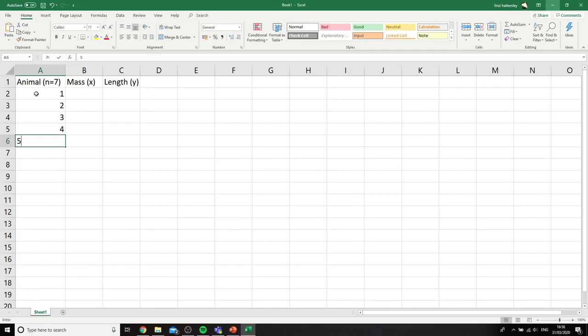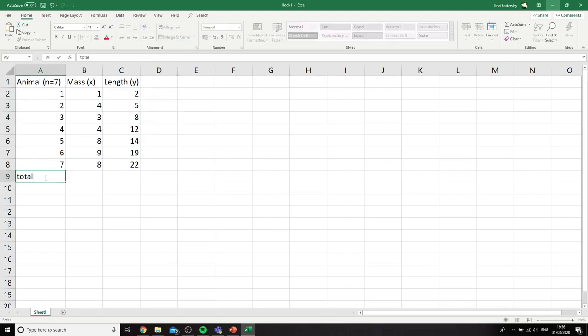1, 2. Mass is 1, 4, 3, 4, 8, 9, 8. Length is 2, 5, 8, 12, 14, 19, 22. We need total, and we're going to need the mean down here as well. And on the top, you're going to need x squared, y squared, and then x times y.